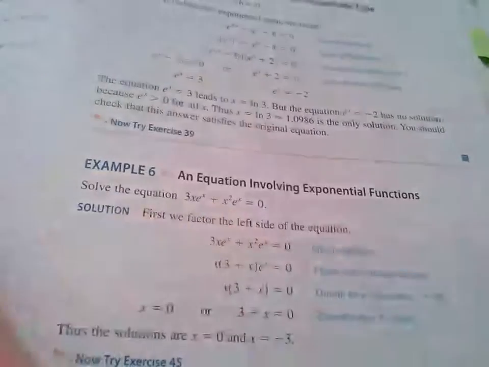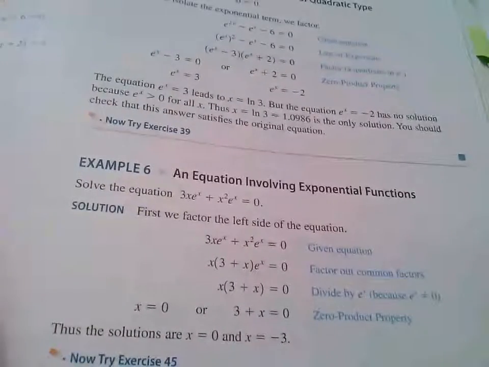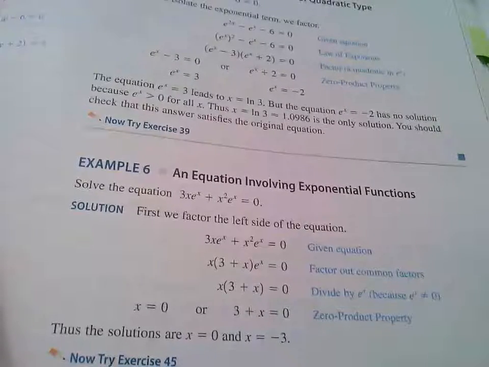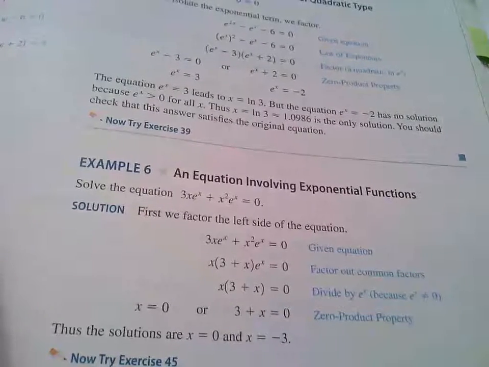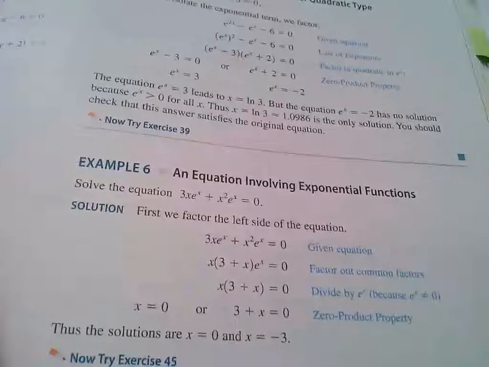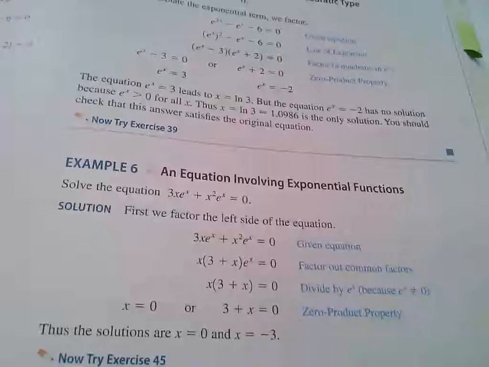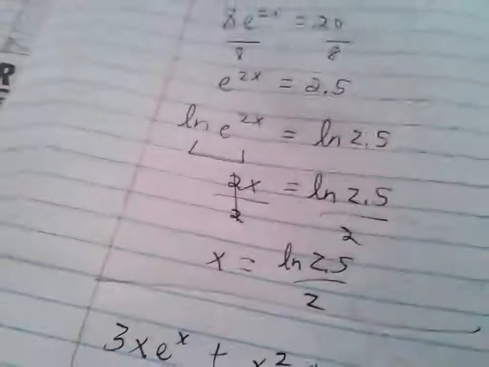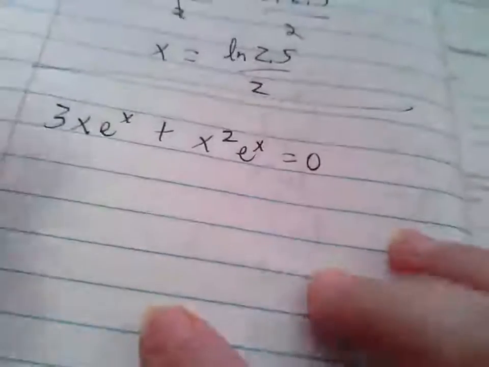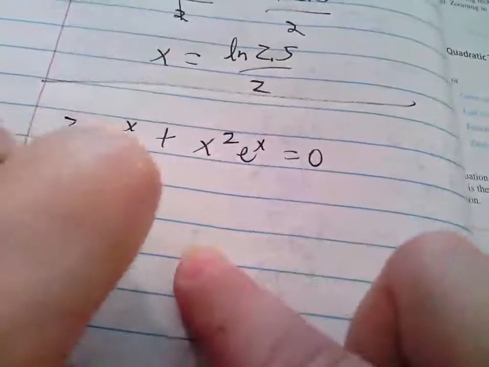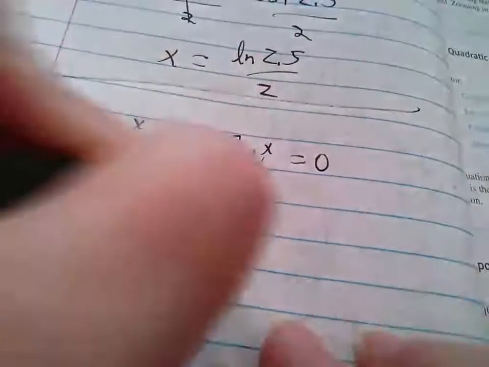I've got 3x e to the x plus x squared e to the x equals 0. Okay, so I'm going to factor out what I can factor out. I'm going to factor out my e to the x so that I can try to get it by itself. Okay, I'm going to factor out my e to the x here, bring it to the front. I'm left with 3x plus x squared.